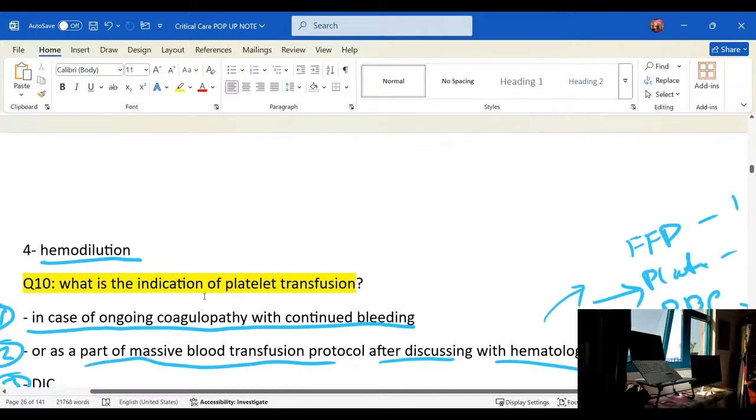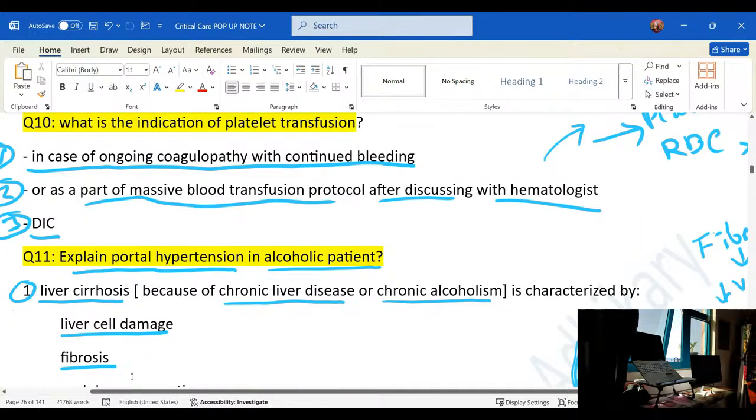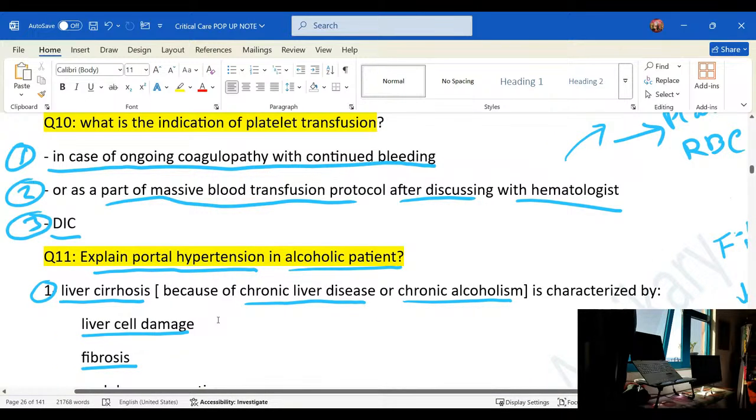What is the indication of platelet transfusion in case of ongoing coagulopathy with continued bleeding as part of the massive blood transfusion protocol? After discussing with the hematologist, and DIC. Explain portal hypertension in an alcoholic patient.